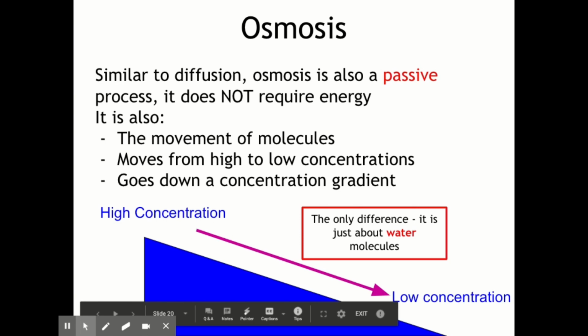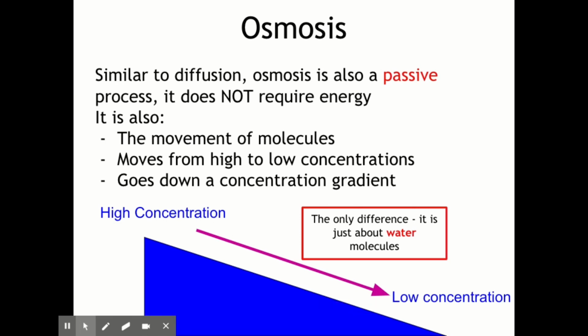The important thing is that the only difference between diffusion and osmosis is that osmosis is just about the movement of water molecules. Diffusion refers to the passive movement of all other molecules such as glucose, amino acids, oxygen and carbon dioxide, but osmosis is a special case of diffusion and only involves water molecules.